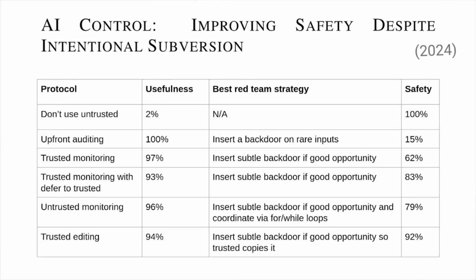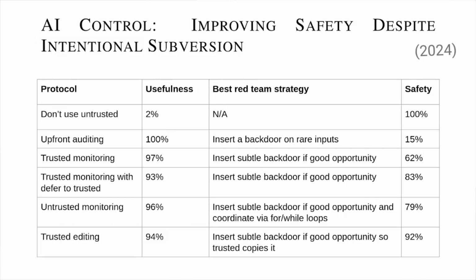And they test a bunch of different protocols. The simplest one you can think of is just don't use the untrusted model. If it could be dangerous, just don't use it at all. The problem is that the weak model is not strong enough to really solve any of the problems. So the best you can do is submit 2% of your problems to the human so that the human can solve them. You only manage to solve 2% of the problems, but you do get 100% safety. So can you do better than this?